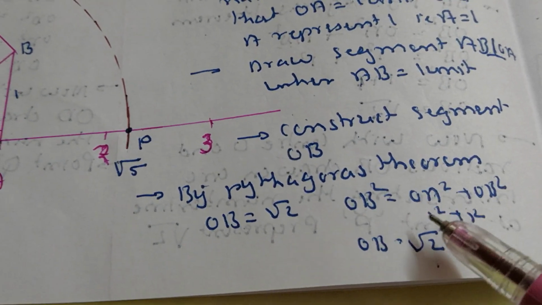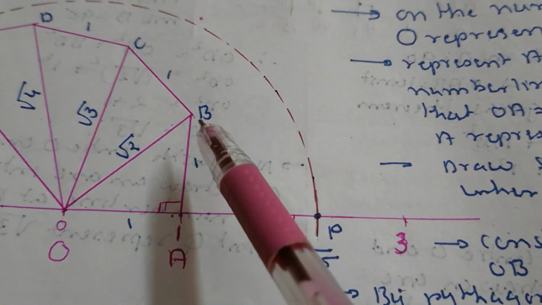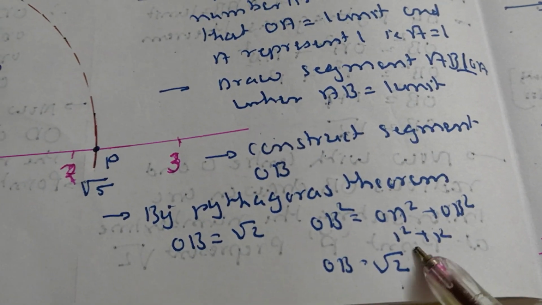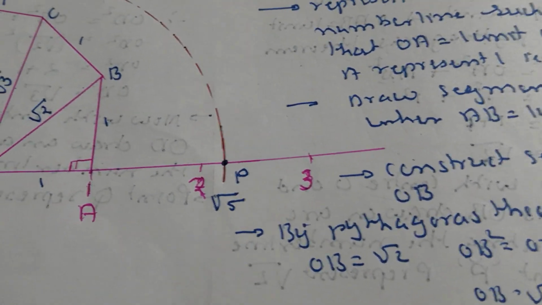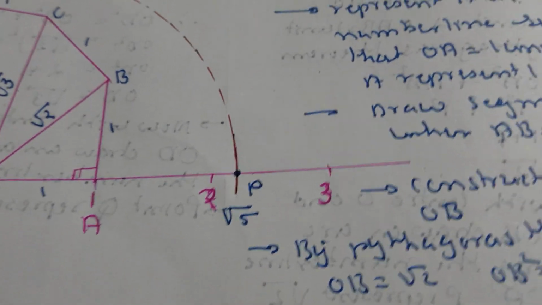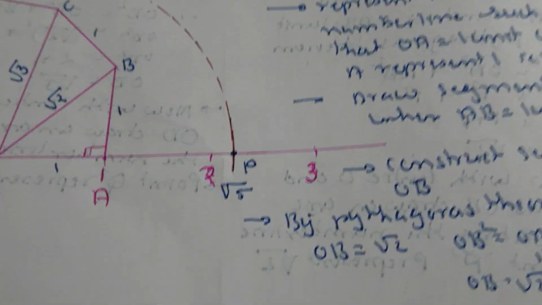That is, OB square is equal to OA square plus AB square. So OB is equal to root of 1 square plus 1 square. I have taken OA is equal to 1 and AB is equal to 1. So it is root 2.